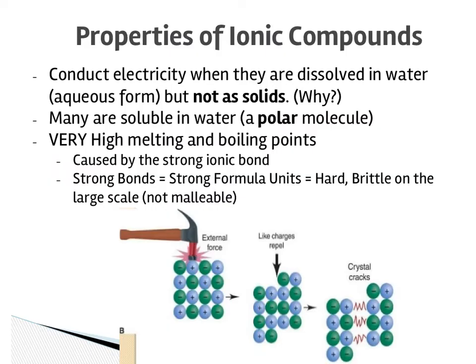Now here's some of the other properties. Ionic compounds conduct electricity when they are dissolved in water, that's aqueous, but they aren't conductive when they are solids. Now we're going to talk about why in just a hot second. Many of them are soluble in water. Soluble means able to dissolve. So many are soluble in water, and water is a polar molecule. You guys should remember from bio, hopefully, that water is polar.